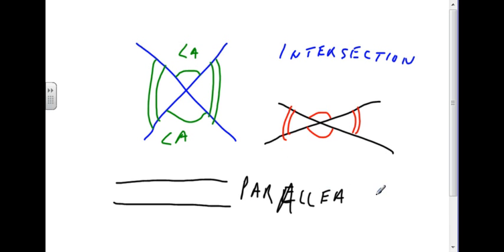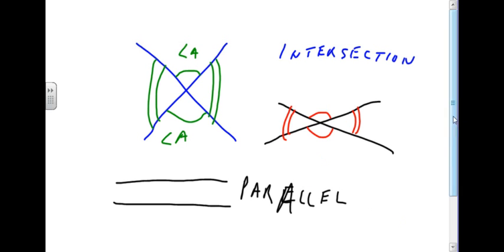Did I get it? Maybe. Parallel. Second time. Third time? What's that A doing at the end? I don't believe it. Who did that? Obviously, if they're parallel, then they don't intersect. Okay, so that's perfectly okay.